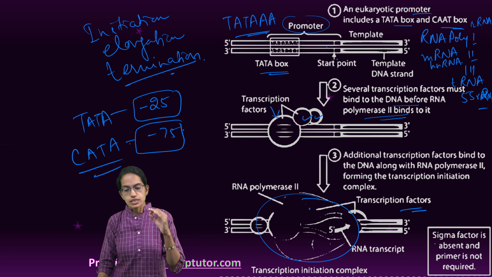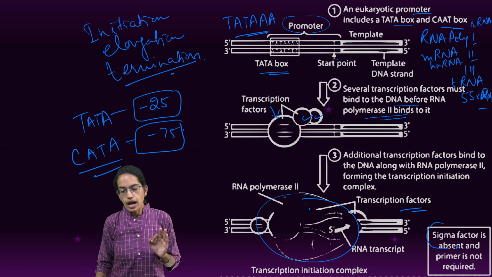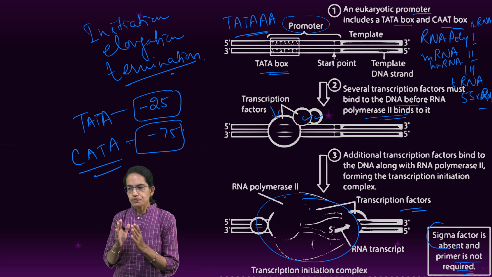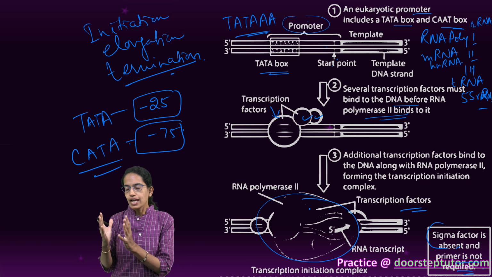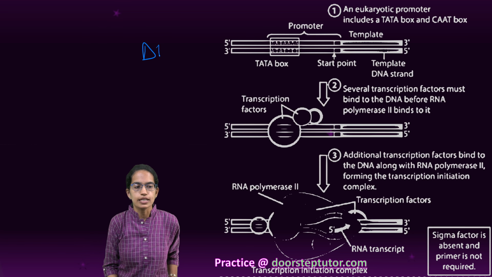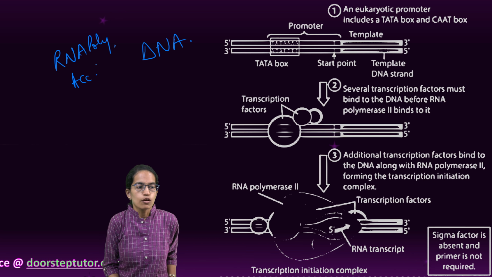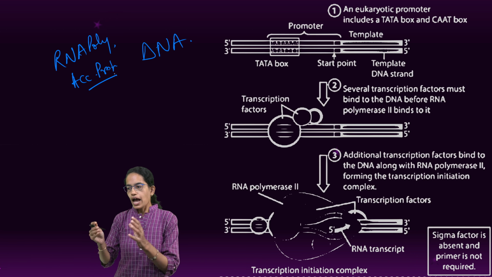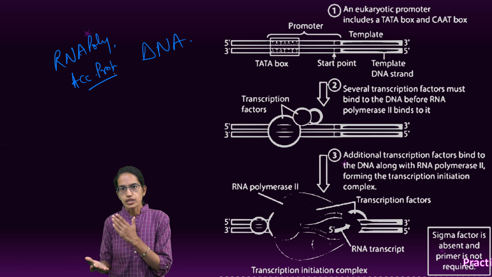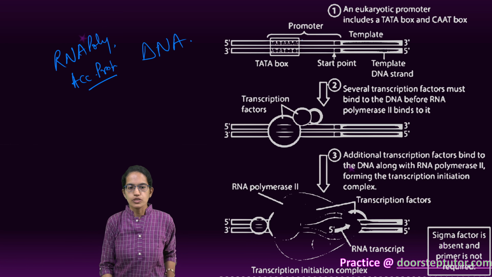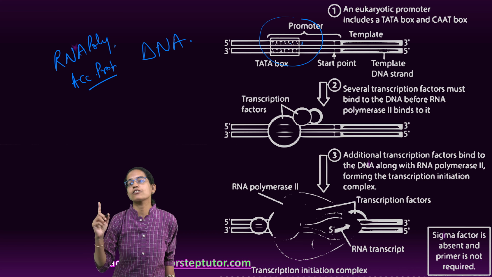Now, the sigma factor is not present in the case of eukaryotes and the primer is also not required. So what is important? Just before the initiation, RNA polymerase and the accessory proteins would bind to the DNA, and then it would lead to the process of initiation. Now once the initiation point is reached, RNA polymerase binds to the promoter sequence, and this would be the point where initiation of transcription would take place.